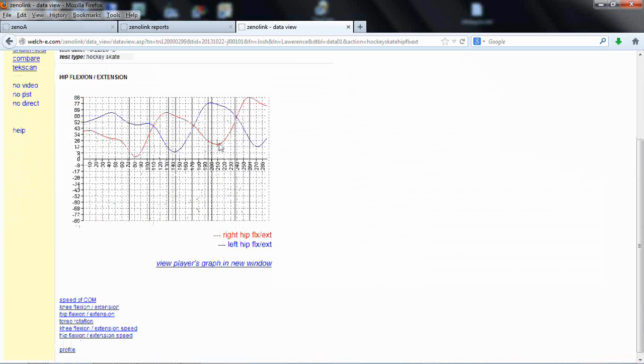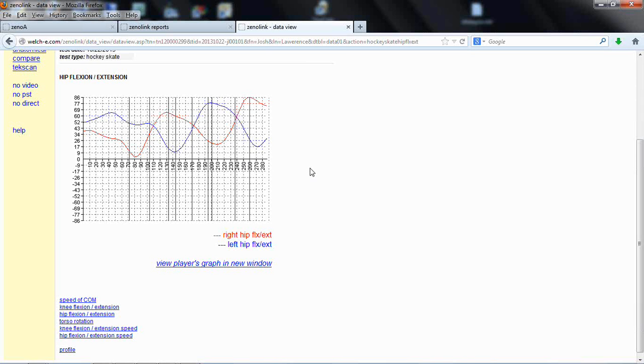So we may have some limitation on the right side with respect to extension, and that can be a combination of tight hip flexors, external rotators. We could have some lower back stability issues, pelvic rotational issues, all kind of contributing to that. You may even see some hamstring tightness or calf, ankle issues that are restricting movement on extension on the right side.